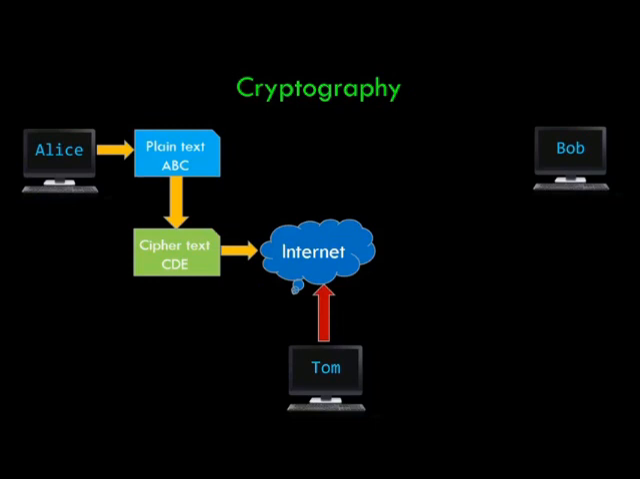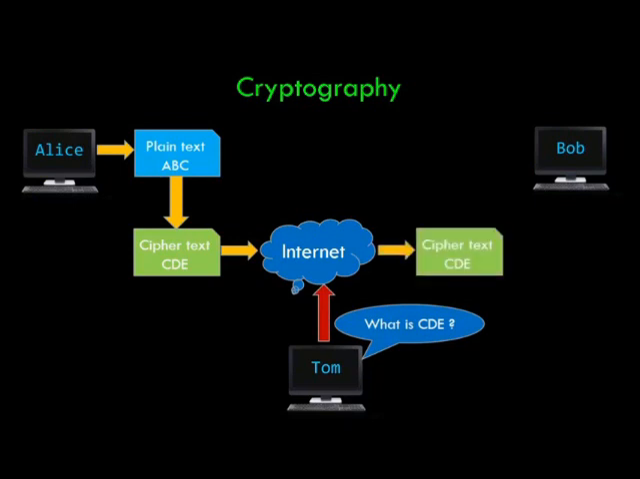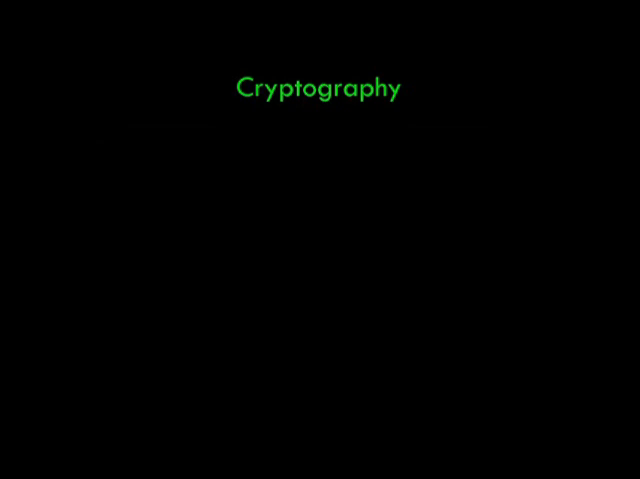As usual, Tom can capture this message. It is a very confidential message, but that is not the original message. Similarly, when the message reaches Bob, he shifts each character two positions back from the received text to get the original message, ABC. This process is called decryption.